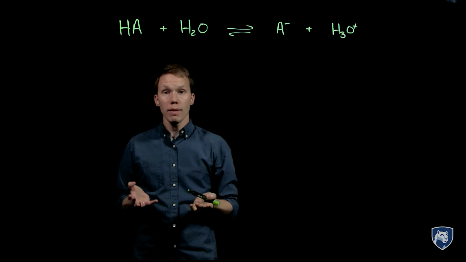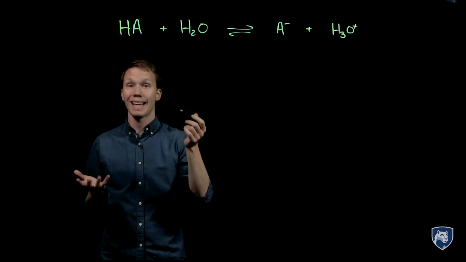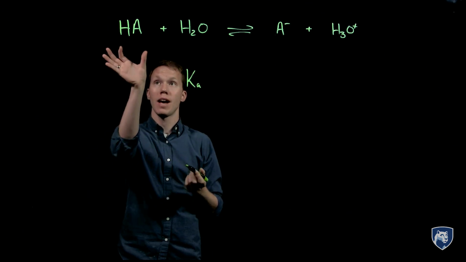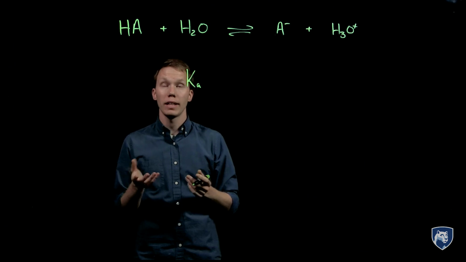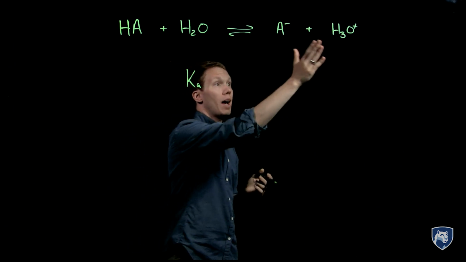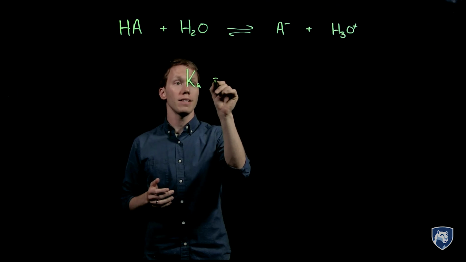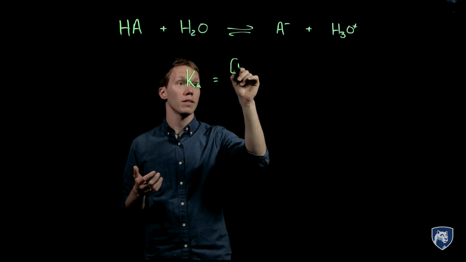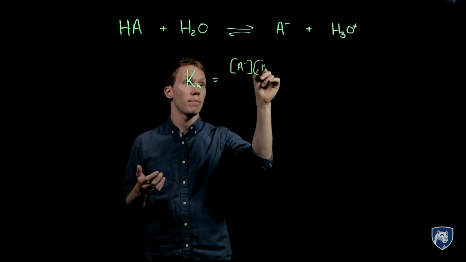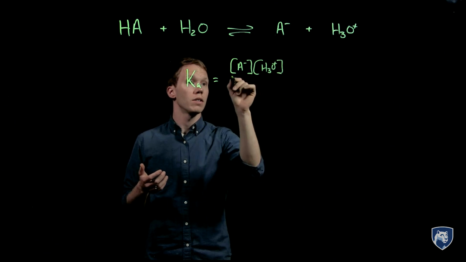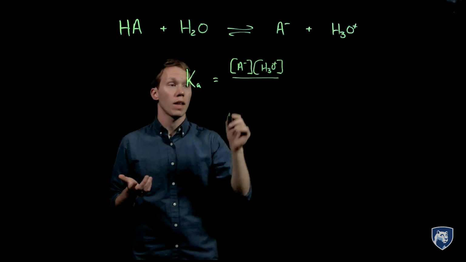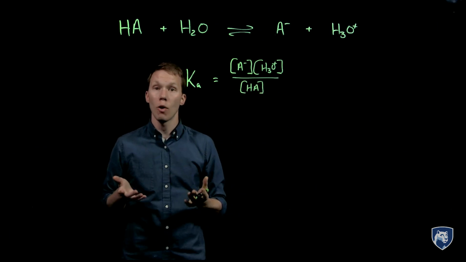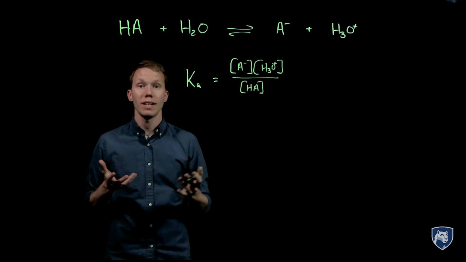So if we were going to write an equilibrium expression for this, we would call it a Ka. This is because this is an acid dissociation constant. It would tell me something about the ability for this acid to dissociate into A- and hydronium ion. And this is equal to, as any equilibrium expression is, the concentrations of the products, so A- multiplied by the concentration of H3O+, divided by the concentration of the reactants, so HA.